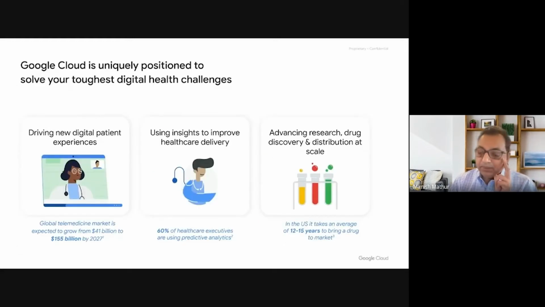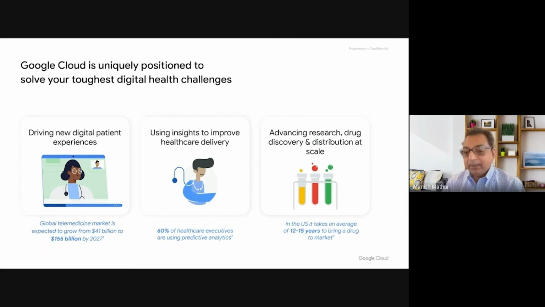I will talk about three use cases which became very evident during COVID time. As we all know, things came to a standstill. Patients didn't want to go to hospitals or their doctor's office. So we'll talk a little bit about patient experiences, how we transformed that. The second use case I'm going to talk about is delivery, right? How we use data and analytics and AI to really drive the delivery of healthcare.